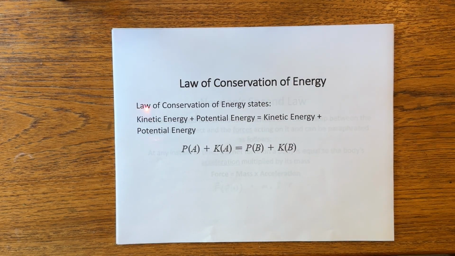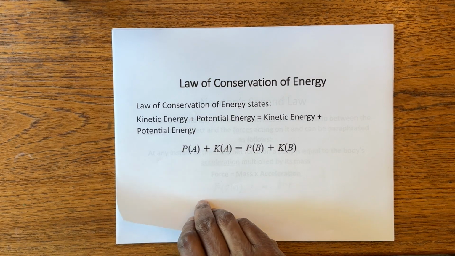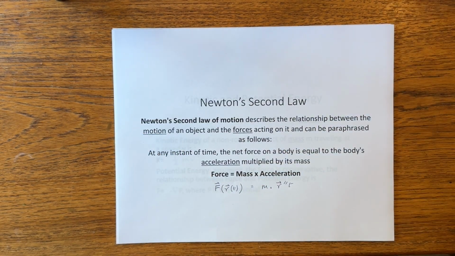Essentially, the law states that the sum of the kinetic energy plus the potential energy at point A is equal to the kinetic energy plus the potential energy at point B. And it's denoted as this: PA, the potential energy at A, plus KA, the kinetic energy at A, is equal to PB plus KB. Before we move on to actually deriving kinetic energy and potential energy, I need to go through some definitions to set the stage.